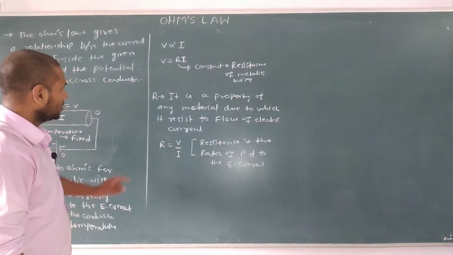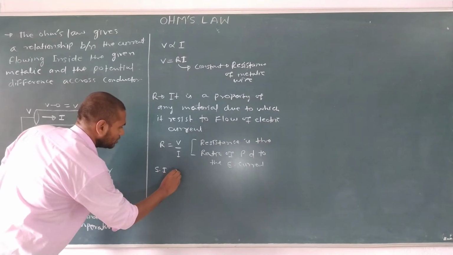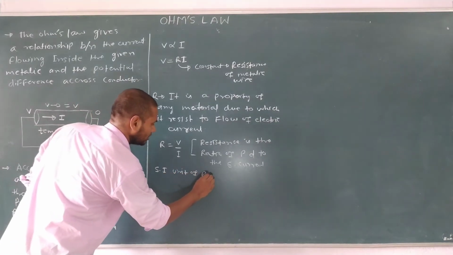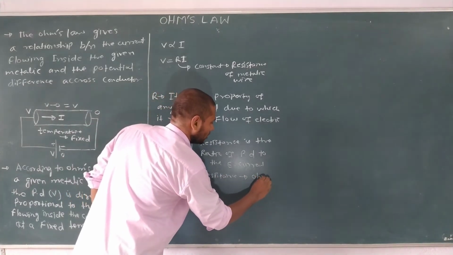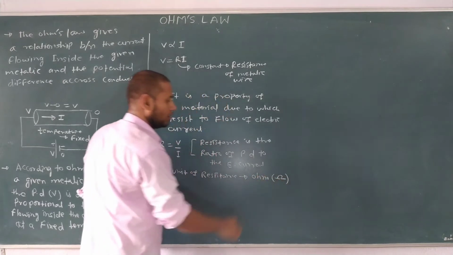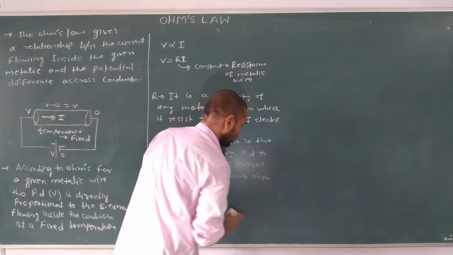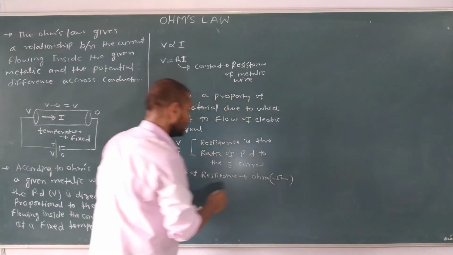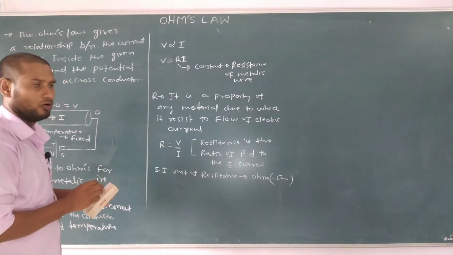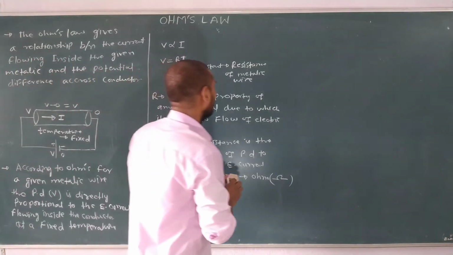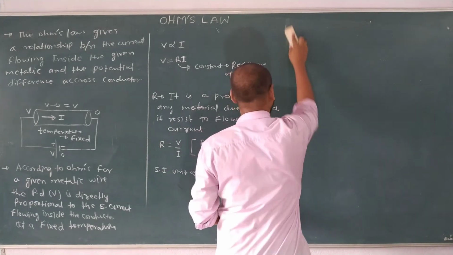Again, the SI unit of resistance is ohm, denoted by this Greek symbol. This is the symbol of ohm. Again we have to define the value of 1 ohm. Let us see here.